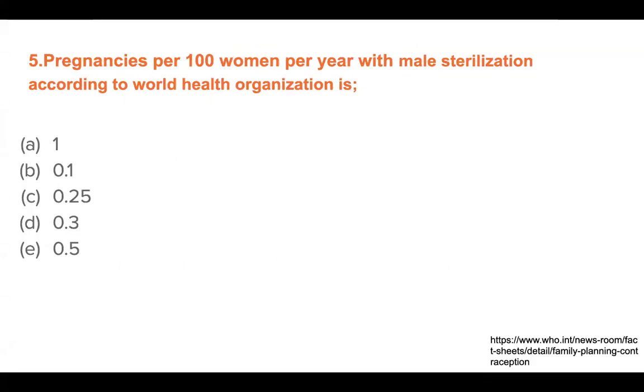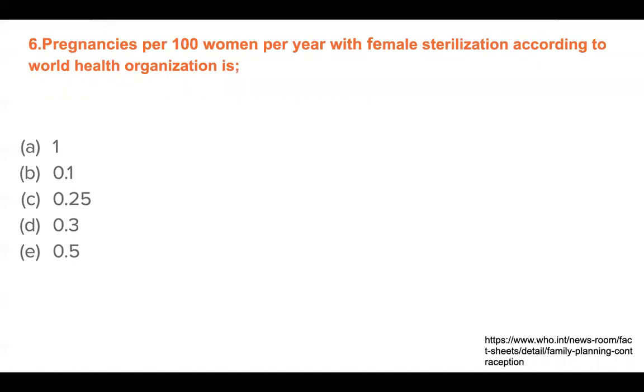Pregnancies per 100 women per year with male sterilization according to WHO is: A, 1; B, 0.1; C, 0.25; D, 0.3; and E, 0.5. B. Yes, it's B, 0.1.